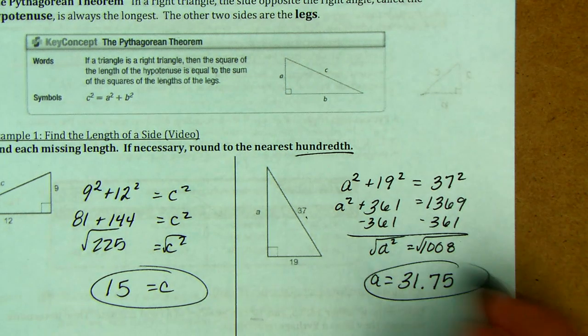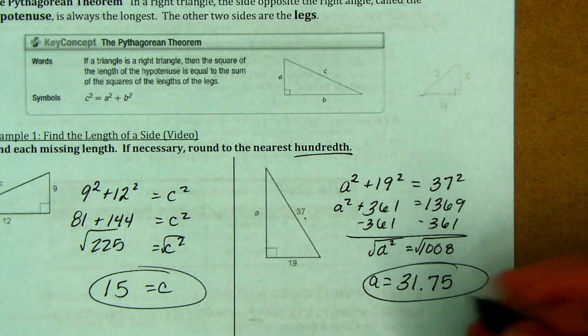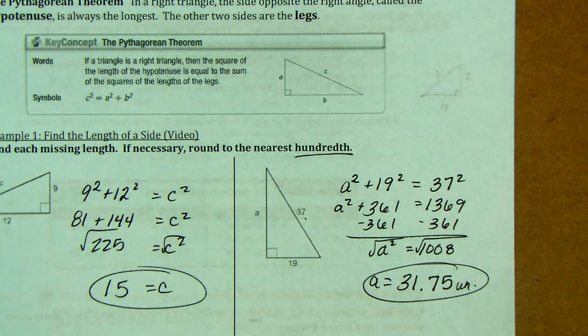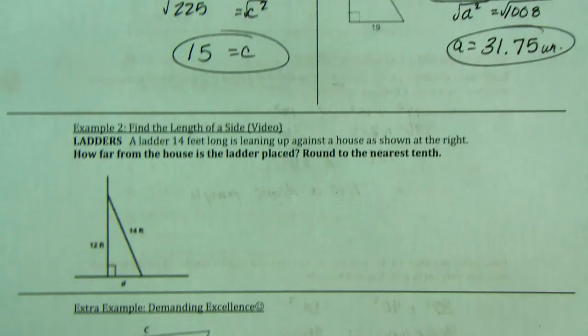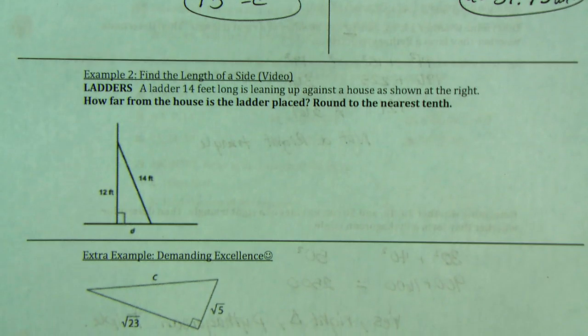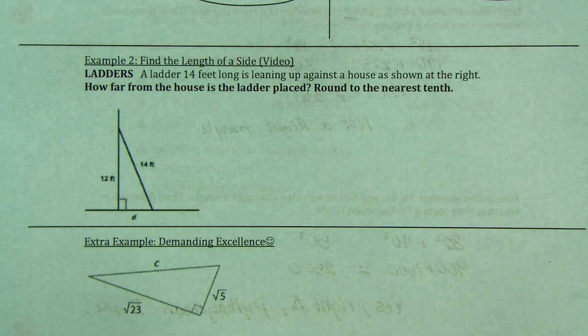All right, let's keep going. Popular equation, popular word problem. We got a ladder against a house. It's 14 feet long. It's leaning against the house. How far up on the house is the ladder? How far from the house? So obviously the distance from the house is what we're trying to find.